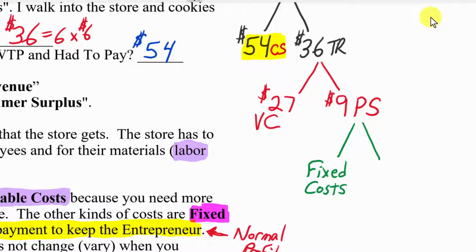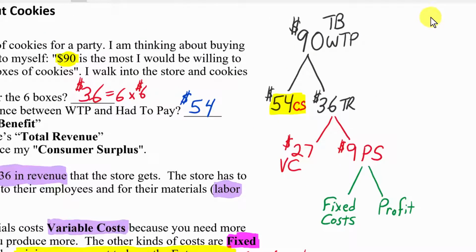And then, after you take that $9 and you pay the fixed costs, if there's still any money left over, then and only then do you have a profit. We start off with the $90, the most the consumer is willing to pay for the cookies. They have to pay $36, and that leaves $54 as the difference between the most they were willing to pay and what they had to pay.